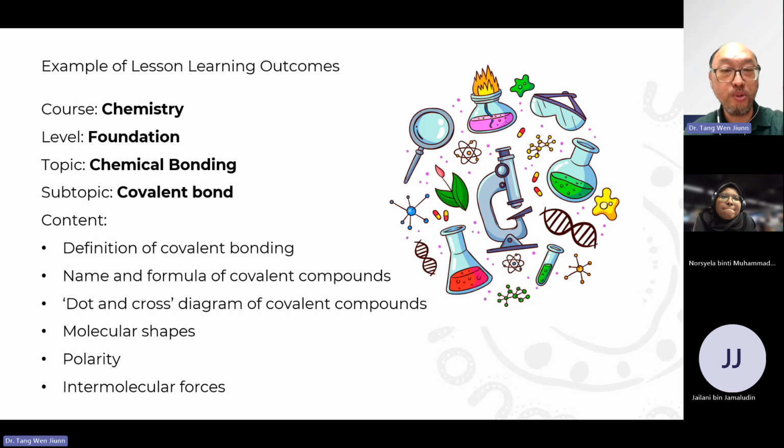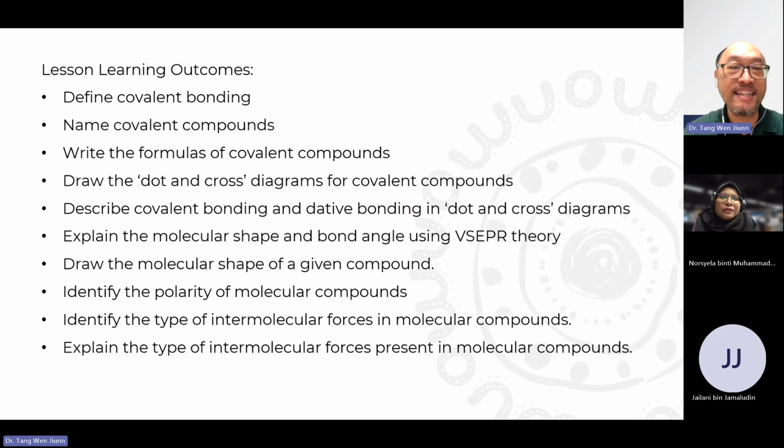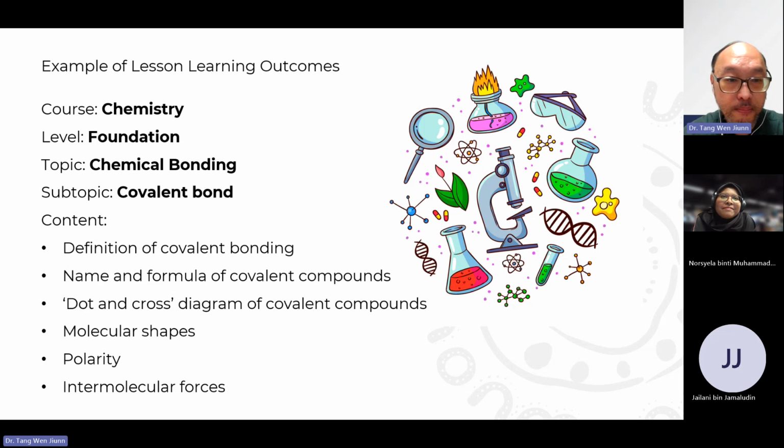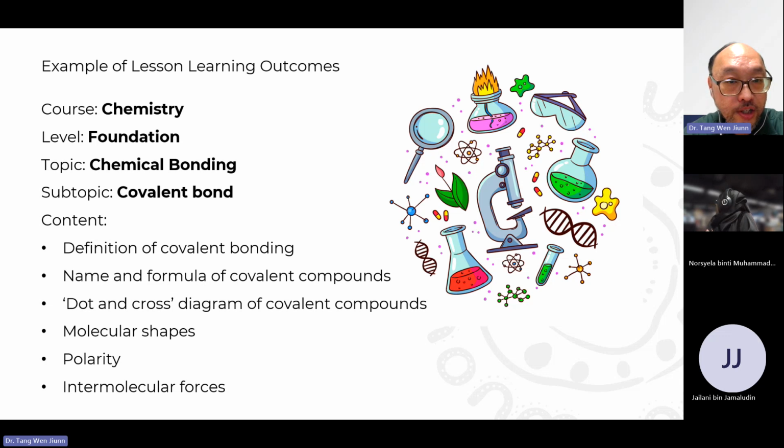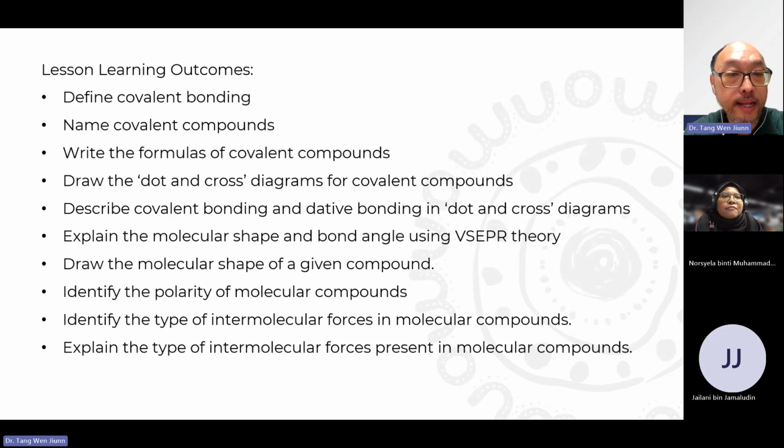So when we want to deliver this, we ask ourselves, for this covalent bond, to achieve all this, from the definition of covalent bond all the way until intermolecular forces, what should they be able to do? Then you can start to list out. They should be able to define, name, write the formula, draw, describe. So you can see all the verbs are here.